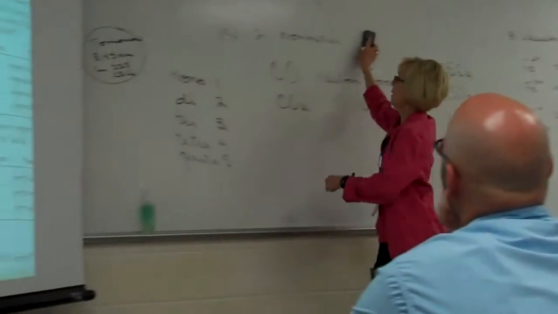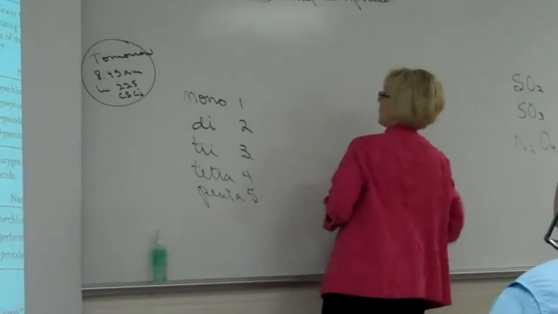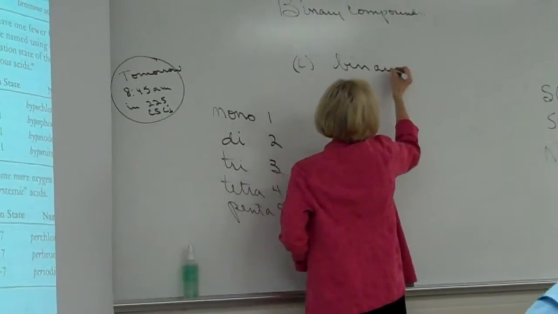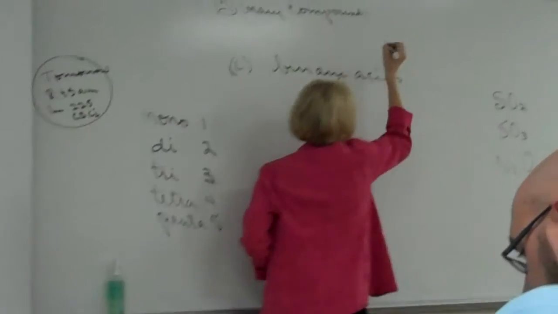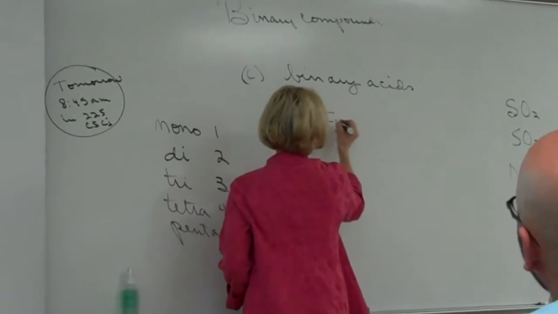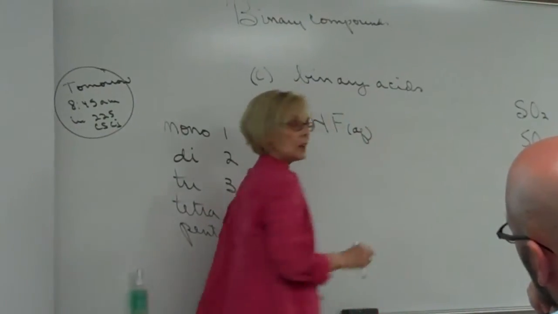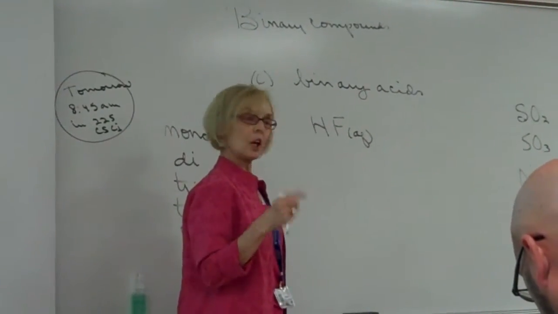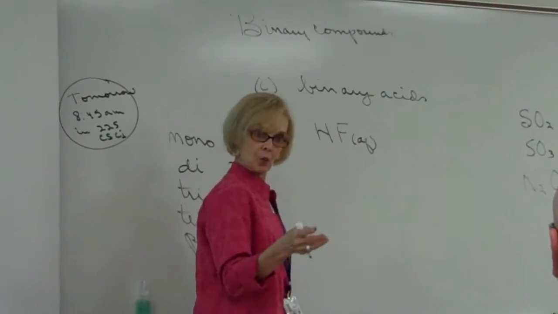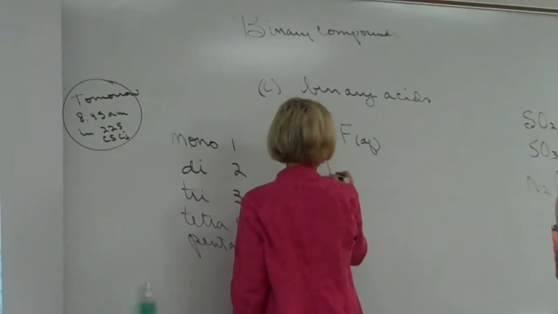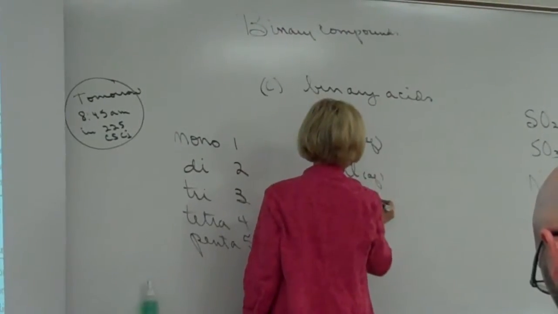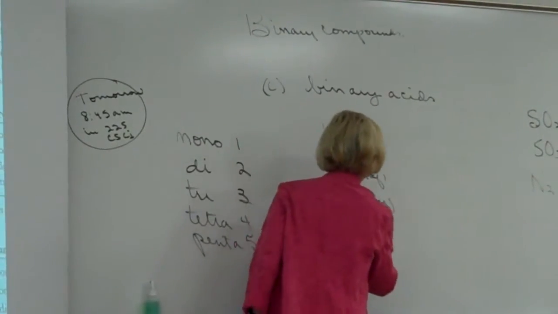Okay, one last category for binaries. Binary acids. Things like HF. And technically, to be an acid, remember in the first section, I should write AQ behind it because it's not acting as an acid until it's down in water solution. So we have HF, HCl, HBr, HI.